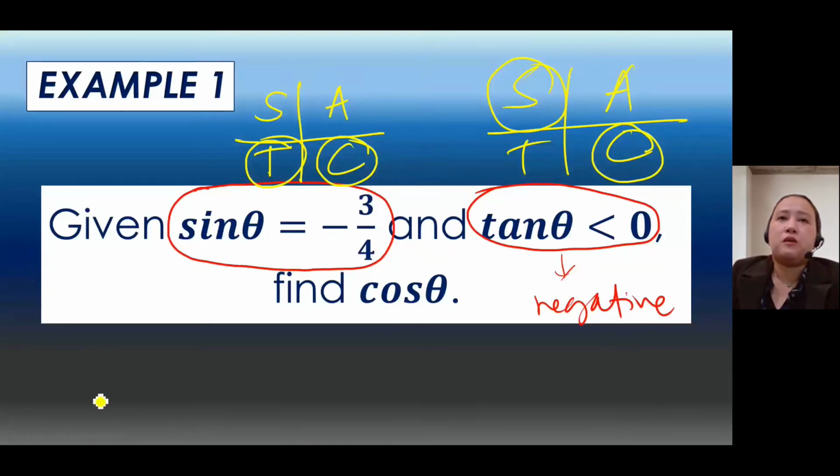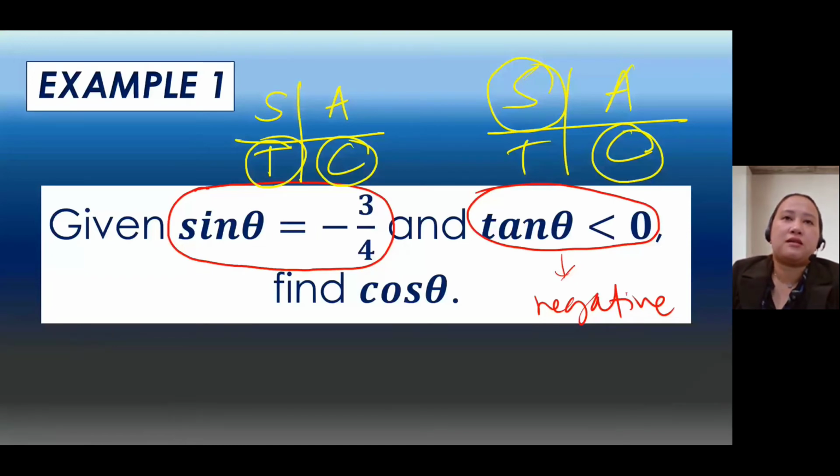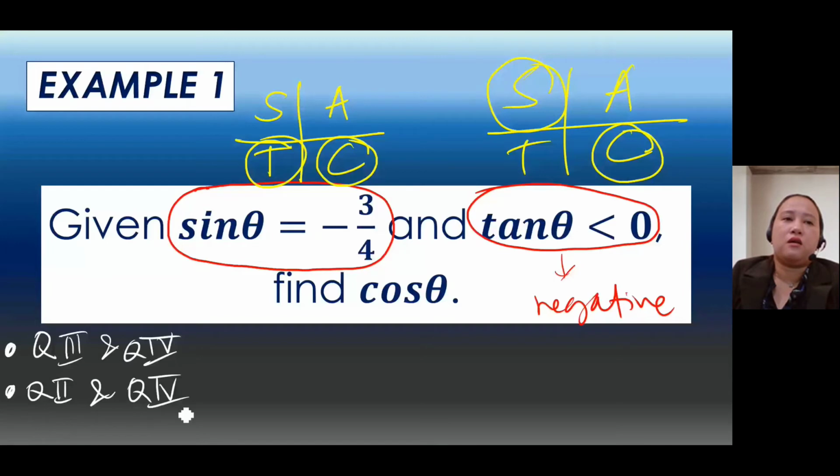So what's the next thing that we're going to do? We have to determine the common quadrant. Let us list it. We have quadrant 3 and quadrant 4, and then quadrant 2 and quadrant 4. What is common is of course quadrant 4.